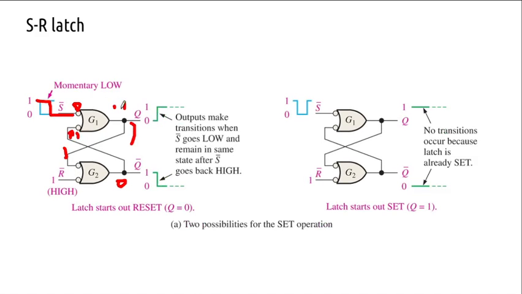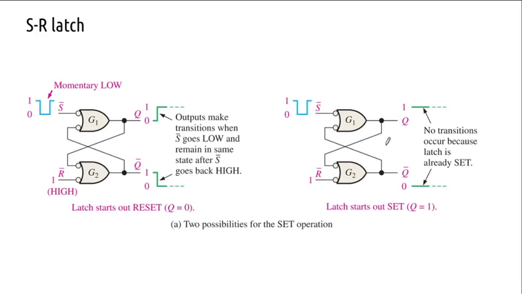So that's the explanation of the statement: the output is going to stay high even after S transitions back to high. Now the other cases. This is the set condition, and I am applying a 0 here. 0 here means the feedback already happens.